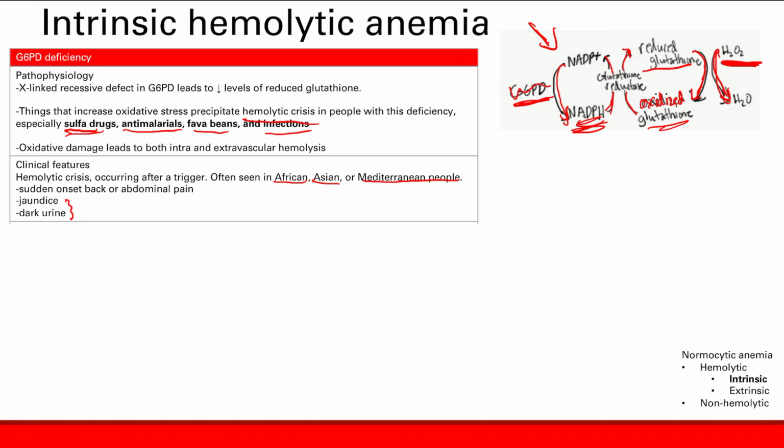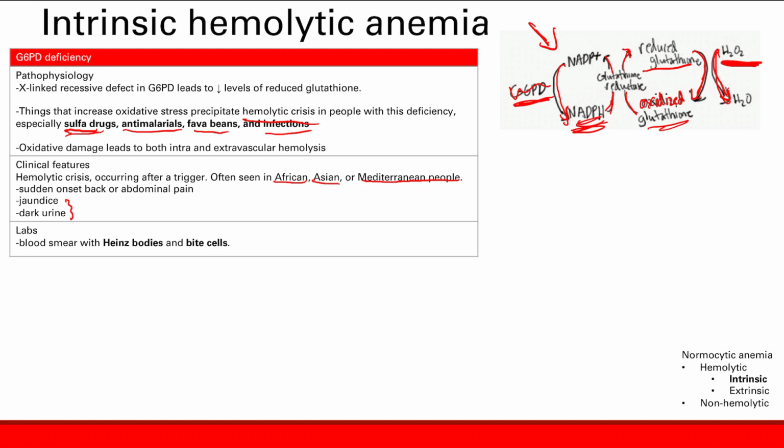And you might hear in the history that they had some trigger, like they started taking drugs for a skin infection, or they had malaria and started taking drugs, or they started eating fava beans, and then they get, again, what were the symptoms we said? Sudden onset back or abdominal pain, jaundice, and dark urine.